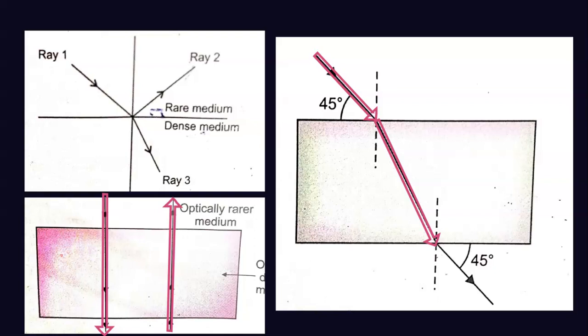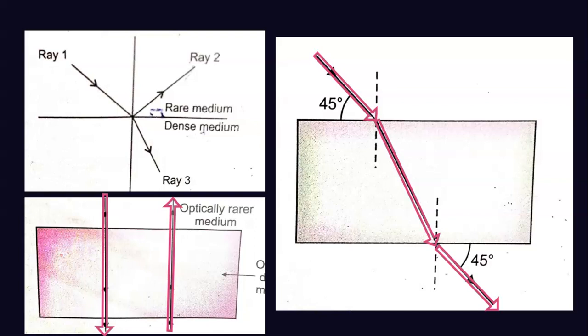At the second interface, it is now traveling from glass to air. That means it is going from denser medium to rarer medium. As shown in the diagram, it is bending away from the normal. Here, angle of refraction will be greater than angle of incidence. We should remember again, when the ray of light goes from rarer medium to denser medium, it bends towards the normal. That is because its speed decreases. When it goes from denser medium to rarer medium, it bends away from the normal. That is because its speed increases.